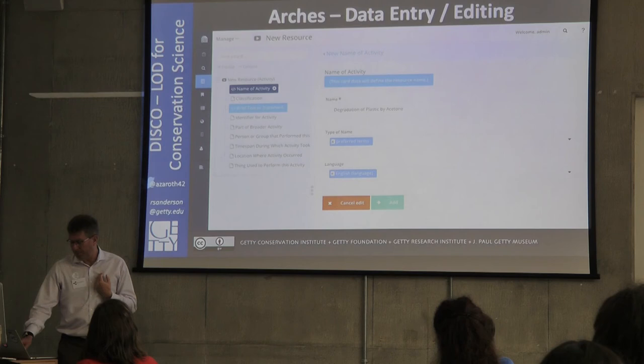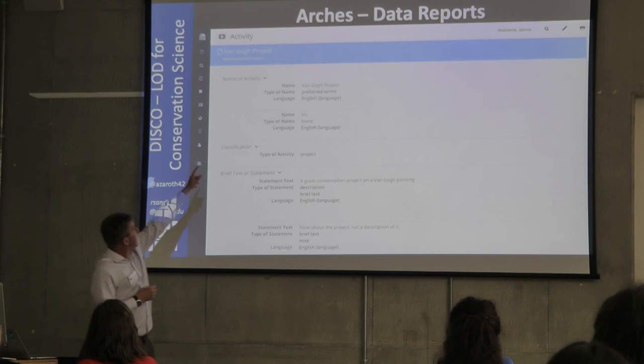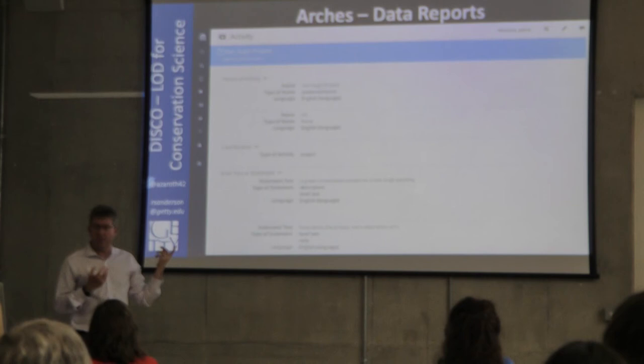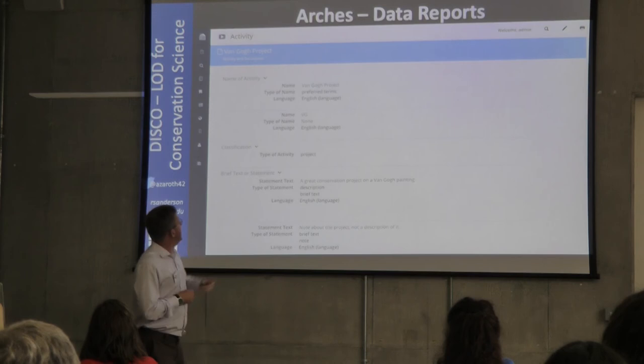Similarly, we can take that data and generate a report. So here is the hypothetical Van Gogh project, and you see it's got that same preferred term, language, English. Maybe we'd hide those fields in the report because it's obvious that it's in English. And it's the first one, so it's obvious it's the preferred name. But there you go. Then similarly, name VG, so our short internal name for it could be VG. It's not the preferred one, so it just says type of name, it's not filled out.